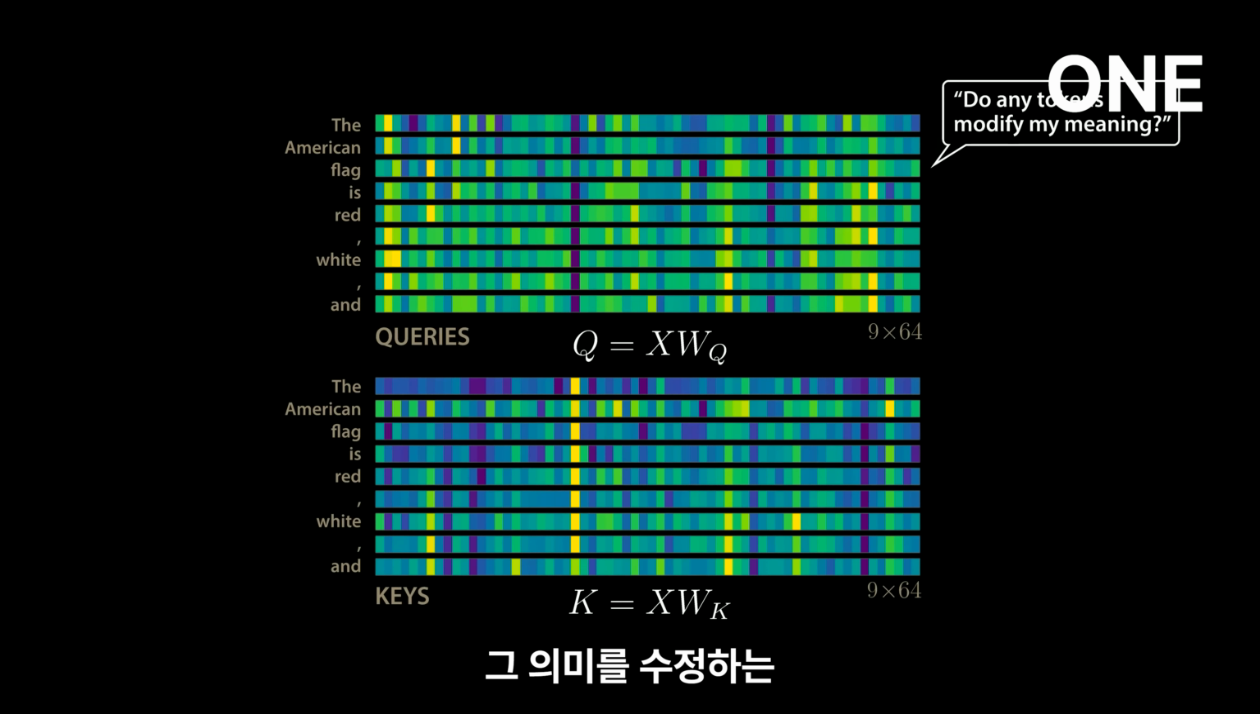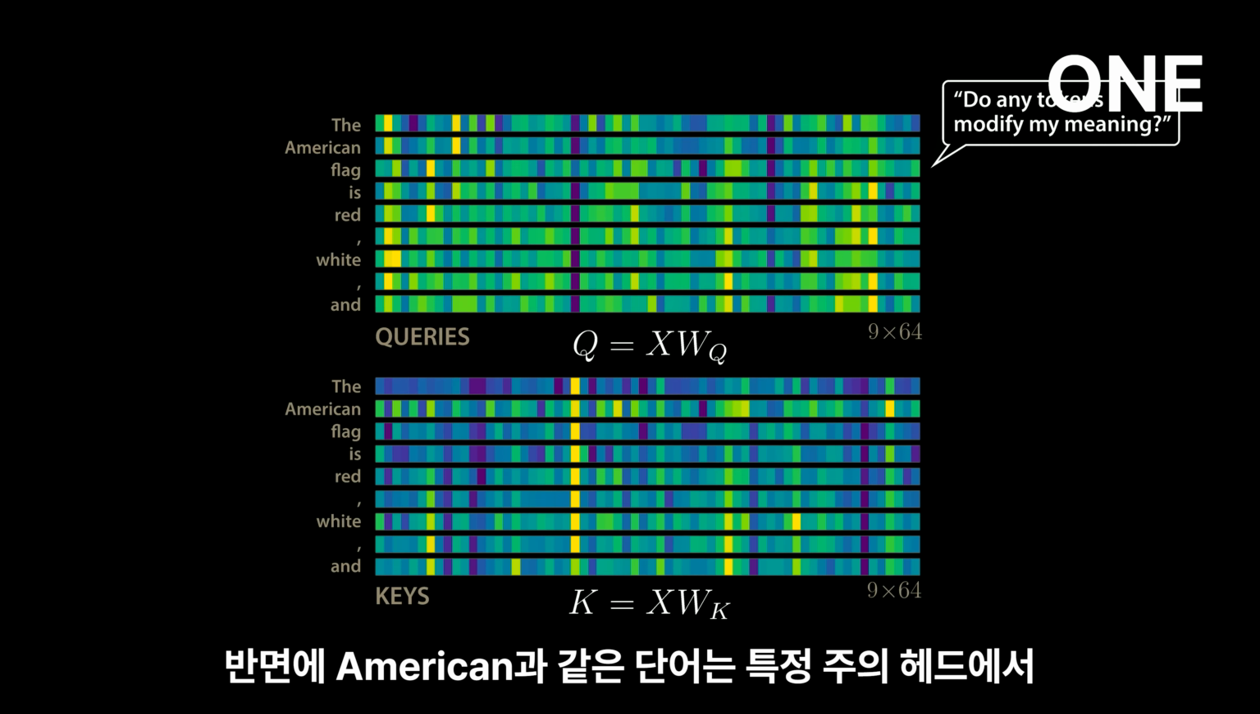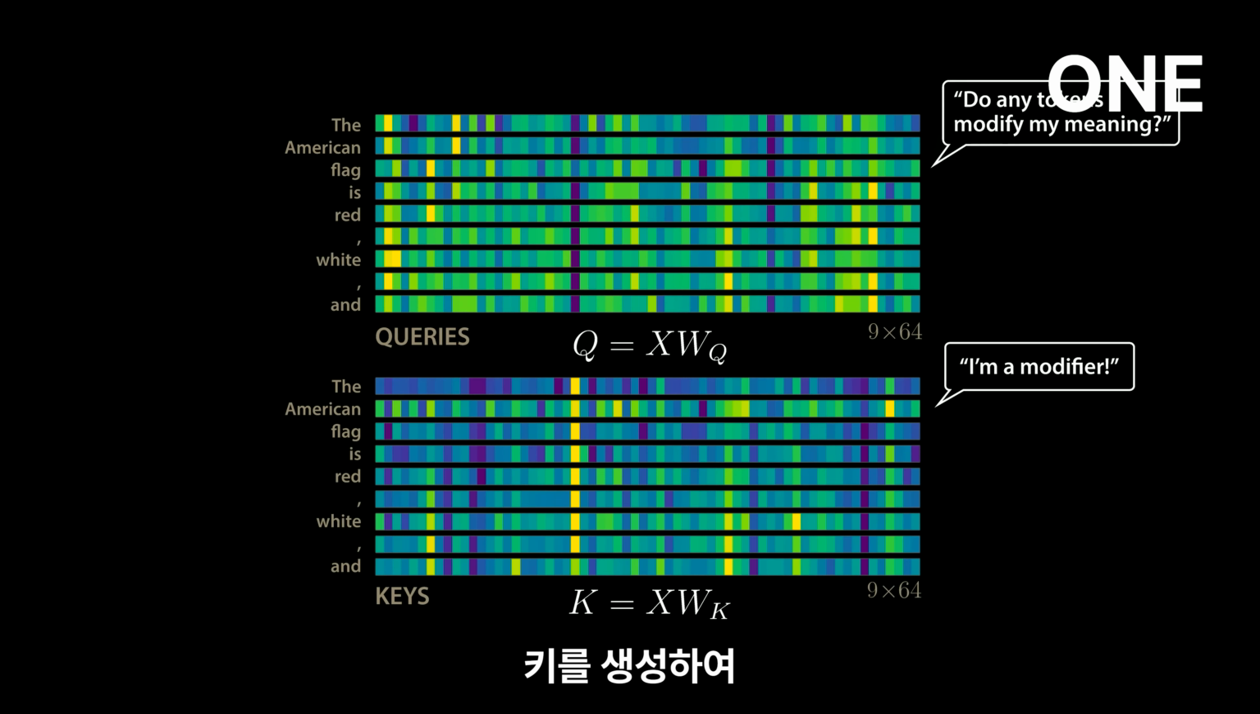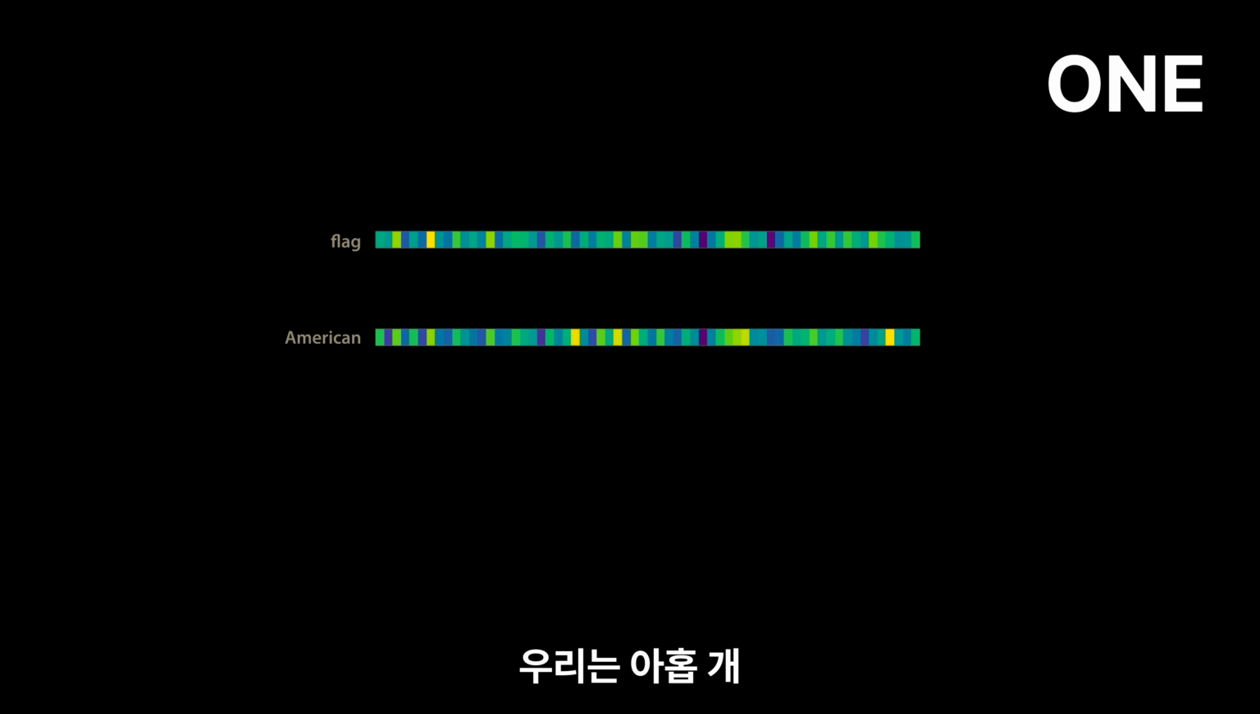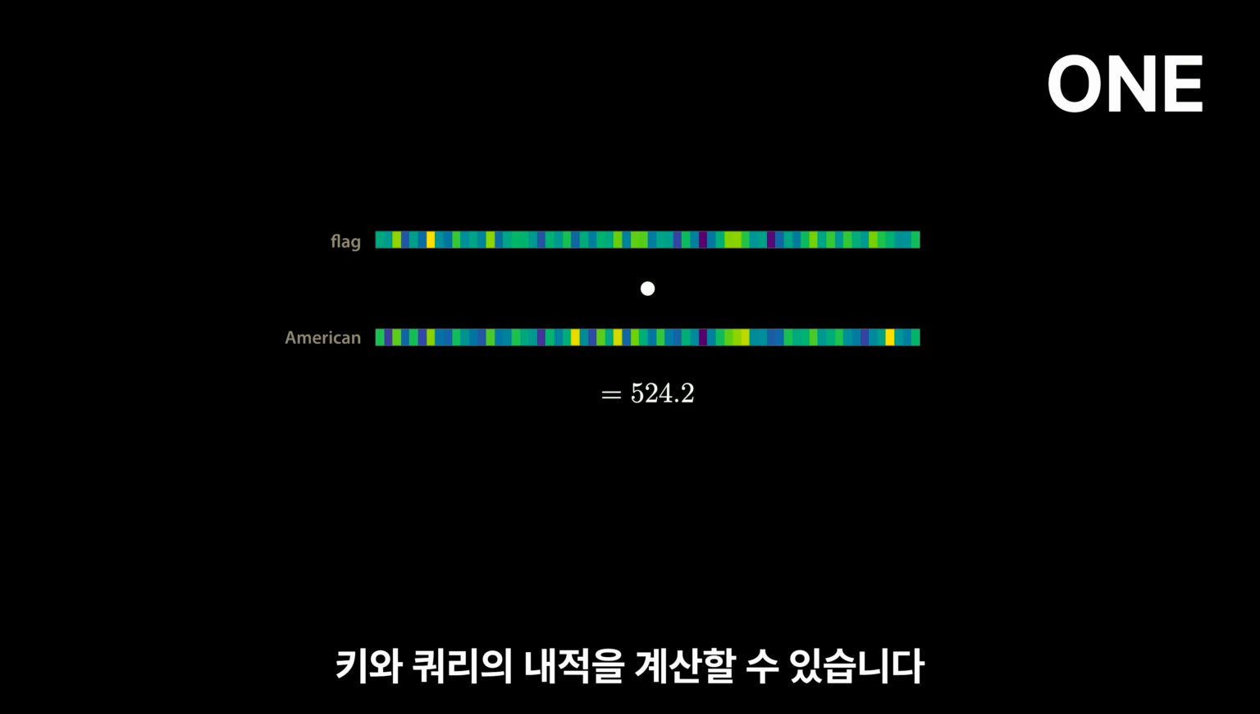For example, a token like flag could query for words that modify its meaning, while words like American can produce keys in certain attention heads that flag them as modifiers. This modifier query and modifier key should produce similar key and query vectors. Mathematically, to find similar keys and queries, we can take the dot product of the keys and queries for each possible pair of our 9 tokens.